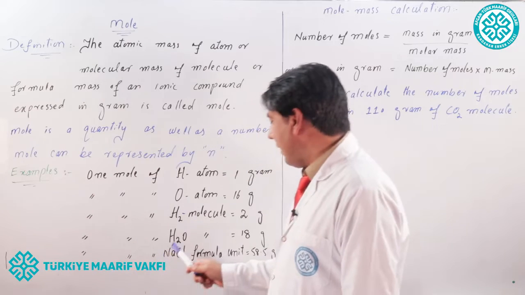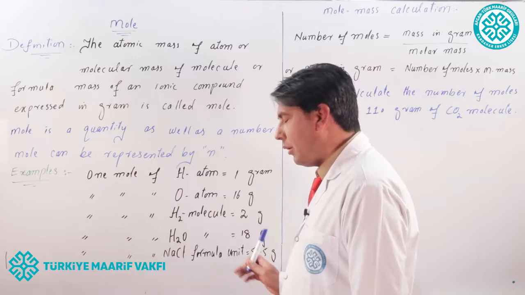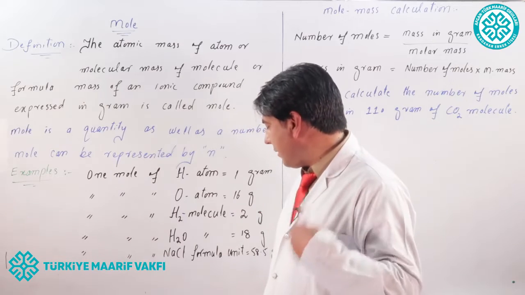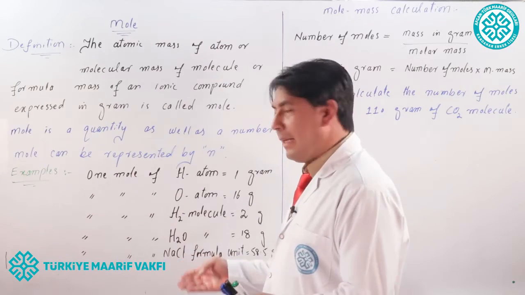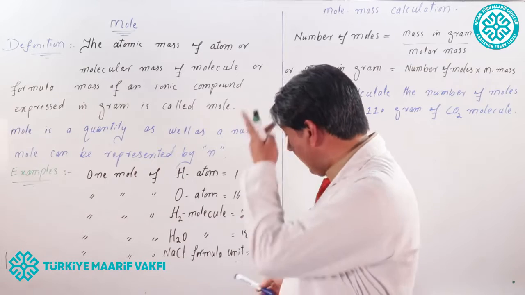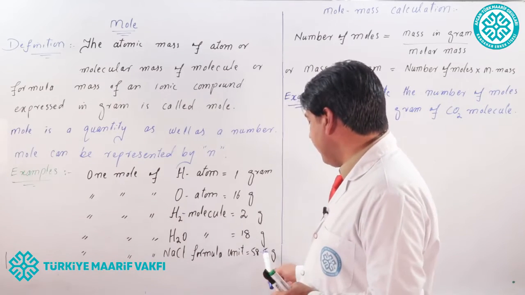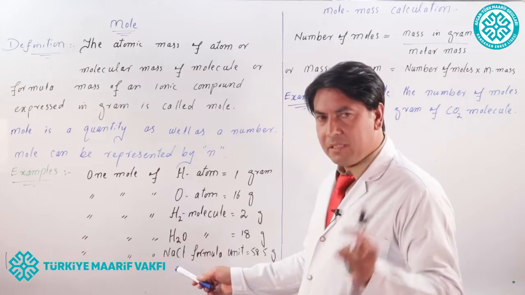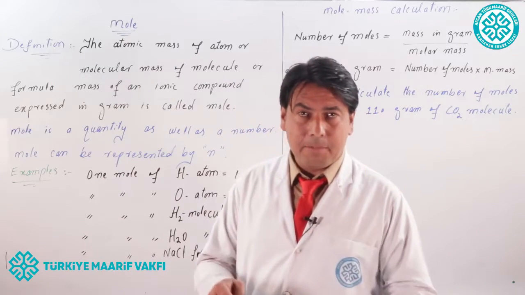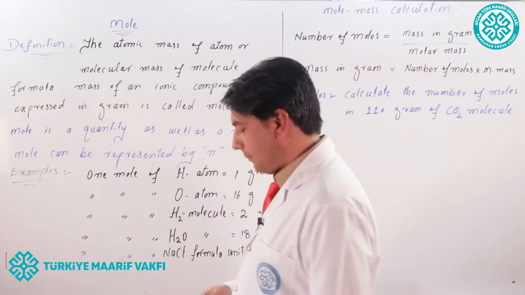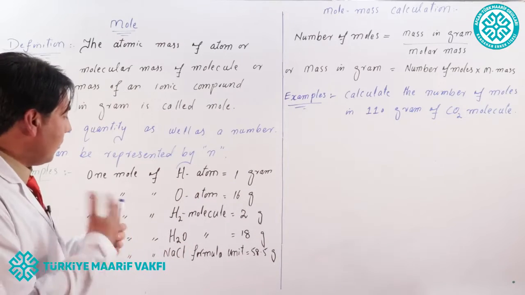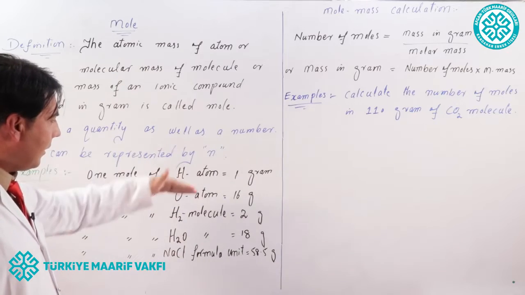Similarly, 1 mole of sodium chloride formula unit. Sodium chloride is called formula unit because we have discussed earlier that NaCl has an ionic bond, therefore it is called a formula unit, not a molecule. And its formula mass is 58.5 gram because sodium has atomic mass 23 and chlorine has atomic mass 35.5. So 23 plus 35.5 is equal to 58.5 gram. So these are called formula mass. Molecular mass, molar mass or formula mass, generally we call it molar mass.